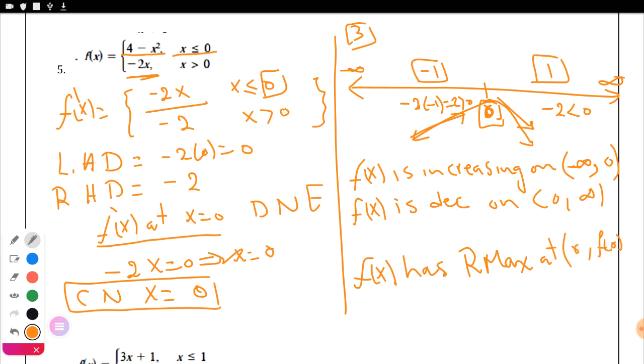Replace in the function, but in which rule, the upper rule or the lower rule? I replace x at 0, so I must substitute in the rule for which x equals 0 satisfies the first interval. I write here 0, f(0): replacing 0 in the upper rule, it will be 4 minus 0, which is 4. So f has a relative maximum at (0, 4).